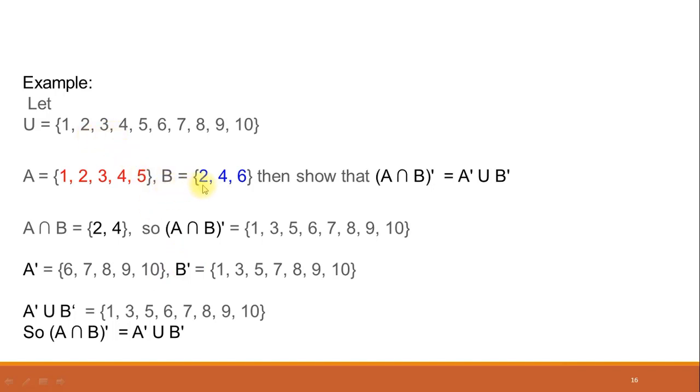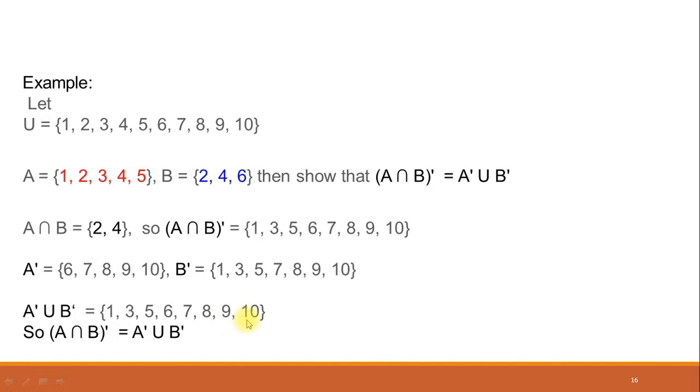Since B contains 2, 4 and 6, skip these three elements 2, 4 and 6 from the universal set, and the remaining elements are 1, 3, 5, 7, 8, 9, 10. So B complement contains the elements 1, 3, 5, 7, 8, 9 and 10. So the union of A complement and B complement will be equal to 1, 3, 5, 6, 7, 8, 9 and 10.